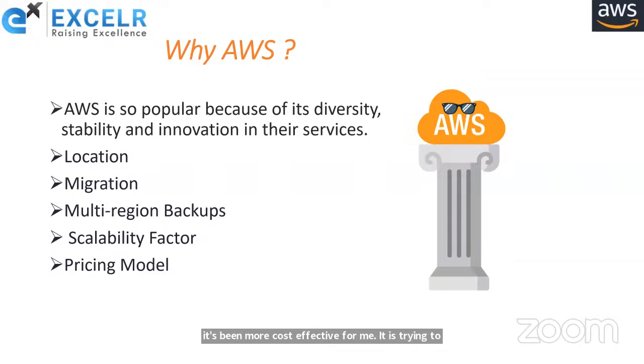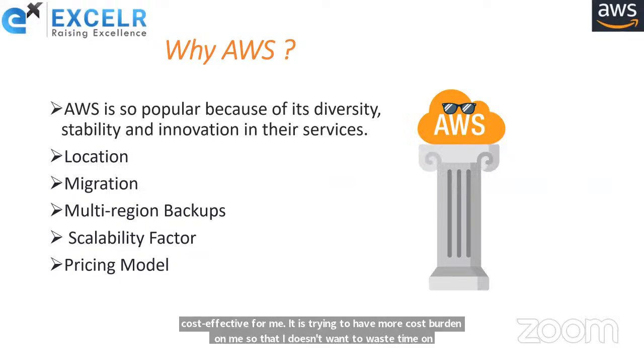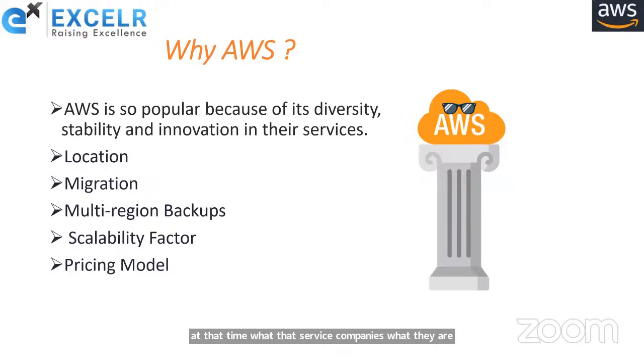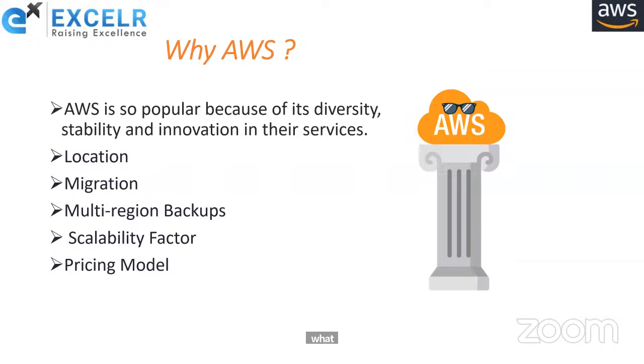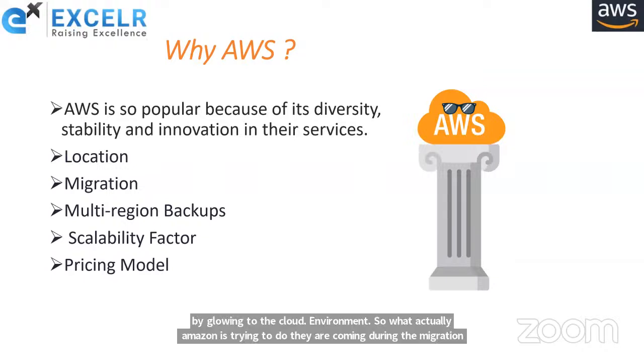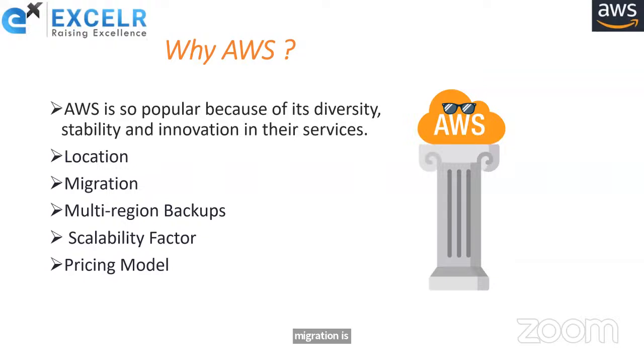At that time, what these startup companies want to do is completely transfer this exact setup, the same set of servers, applications, and complete network devices. They want to have the same kind of setup virtually over the cloud. So they want to reduce the cost by going to the cloud environment. So Amazon comes with a migration service. Migration is nothing but a transfer of complete infrastructure from the private environment to the public cloud environment. That's it.